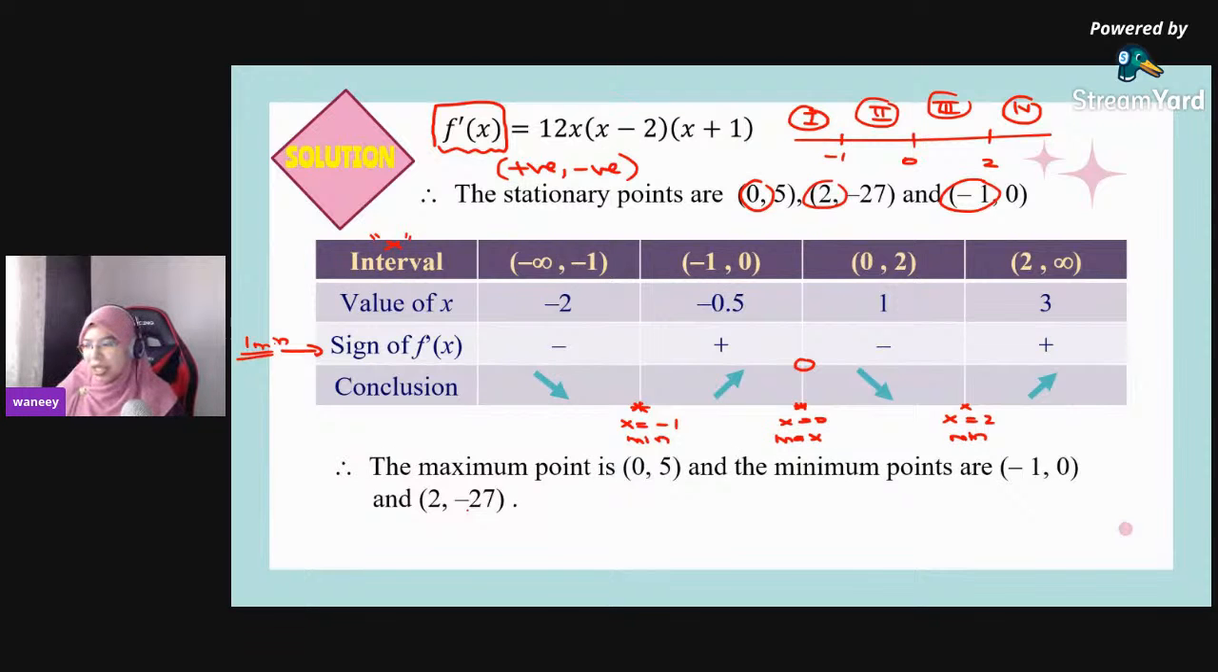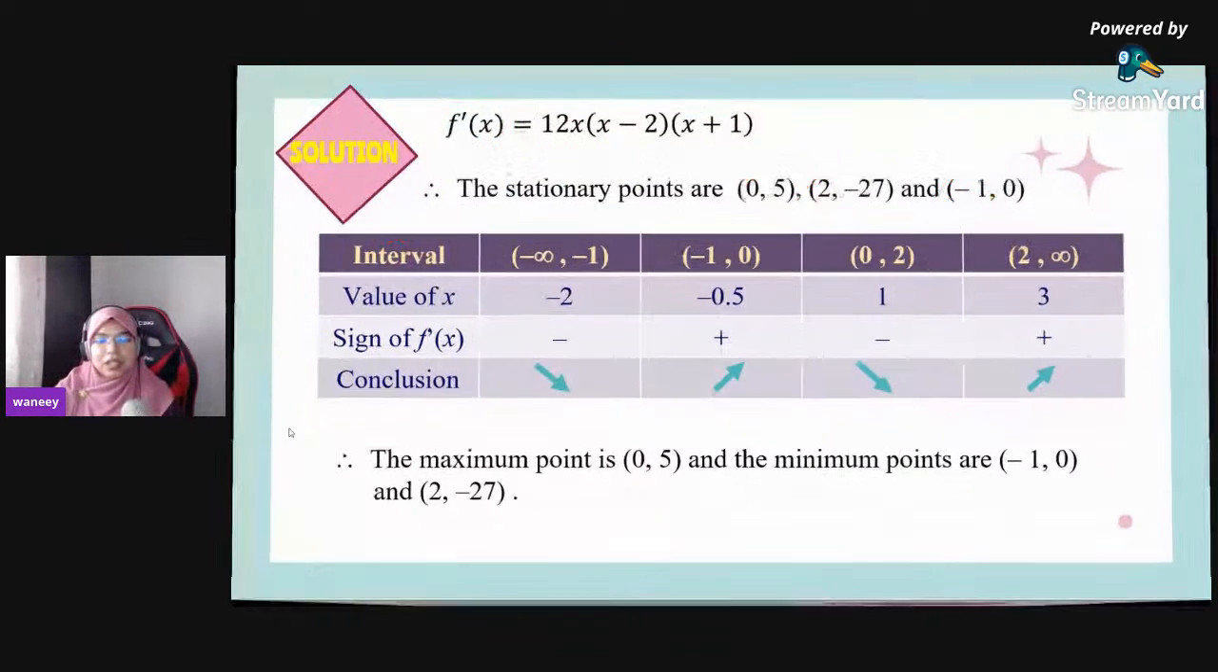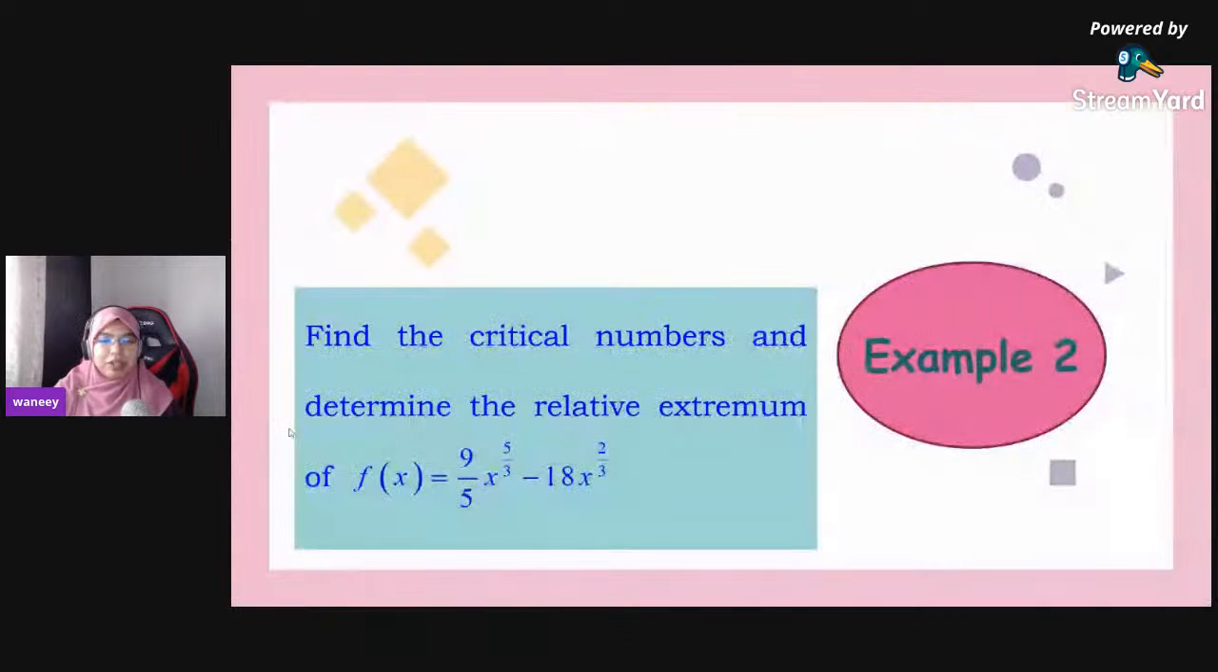Okay, so done with the first example. Let us go to the next one. Okay, example 2. Find the critical numbers and determine the relative extremum of f(x) equal to 9 over 5 x to the power of 5 over 3, minus 18 x to the power of 2 over 3. So let us differentiate this first to get f prime of x.